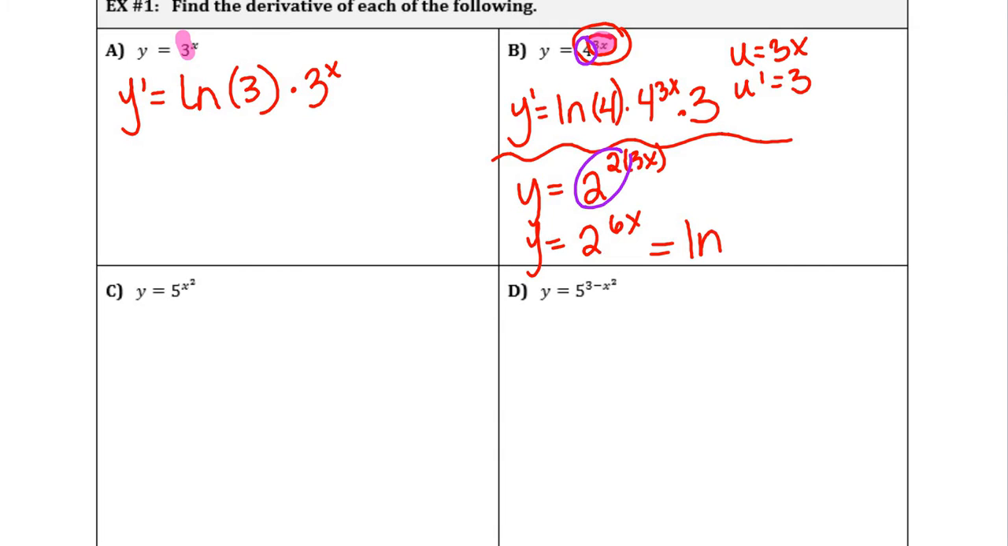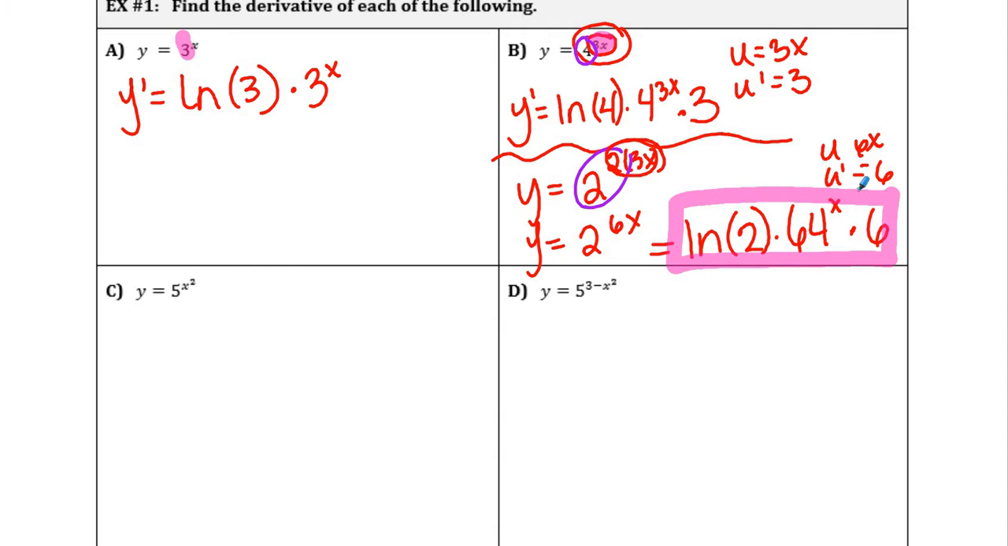So I can take the natural log of the base, which is 2, times 2 to the 6x, and I still have to multiply it times the derivative. In this case my u is 6x, so my u prime is just 6, so it's times 6. So both of these say the same thing. I think this one just looks a little bit cleaner, and you can do that if your base is a perfect square or an exponent, you can rewrite it. But those do mean the same thing.